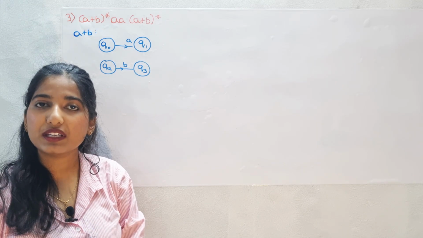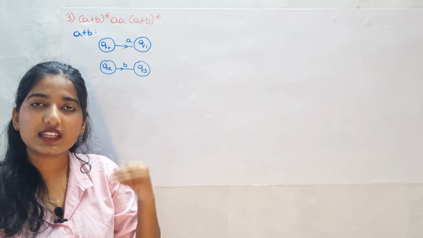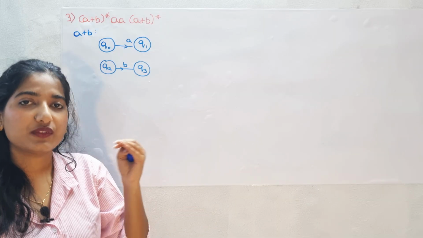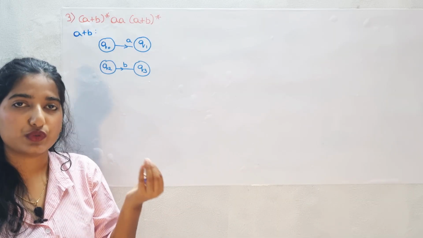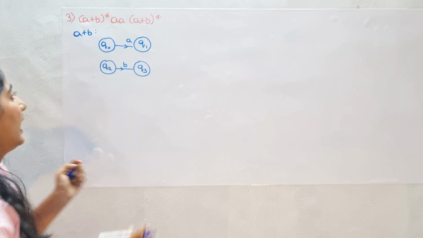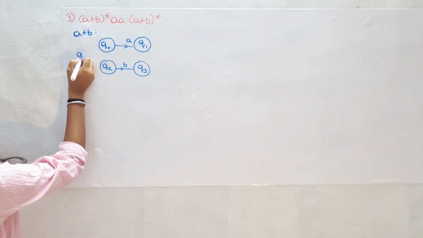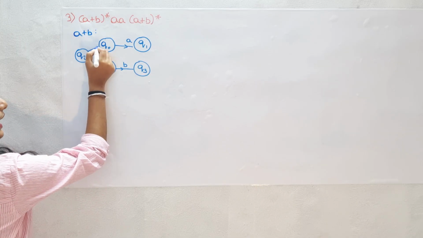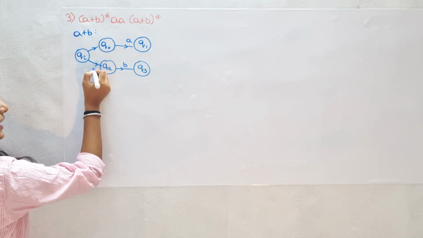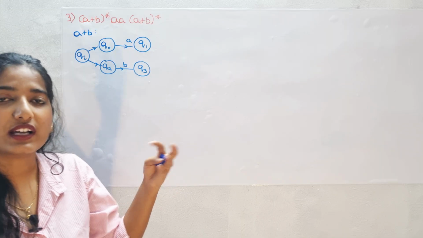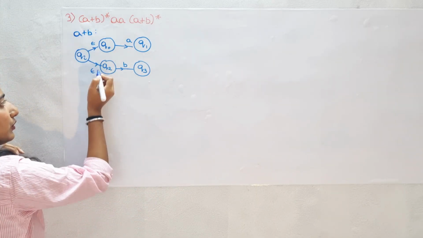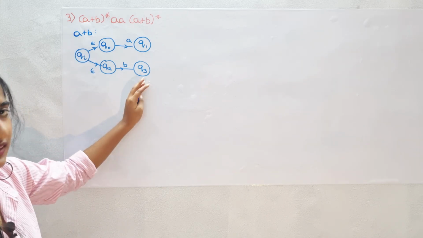What does a plus b mean? A plus b means a or b, right? Either we have to choose a or we have to choose b. How to choose? I will be standing in one initial state and I will choose whether a or b. If I have to move or consume a, I will be moving in this direction, and if I have to take b, I will be moving in this direction.